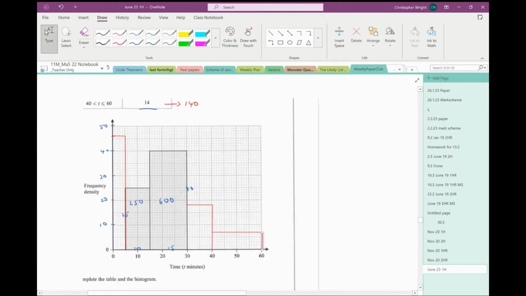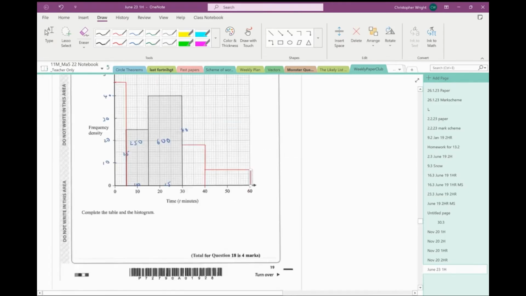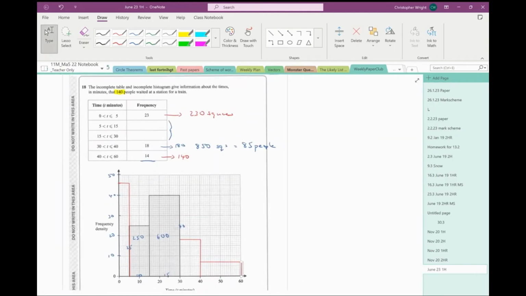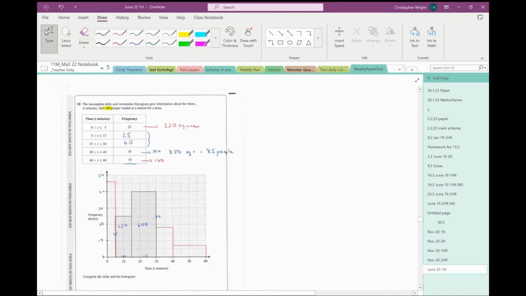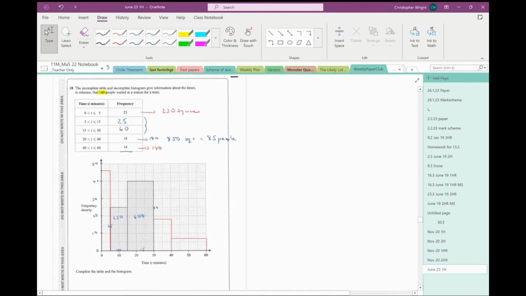So let's just see if I've done everything I was supposed to do. It says complete the table. Right, so I better complete the table here. So this is 25 people there and 60 people there. And complete the histogram. Well, I've labelled the scale there, and I've completed the histogram. So I think I've completed the table and I've completed the histogram, and that's my solution to question 18.